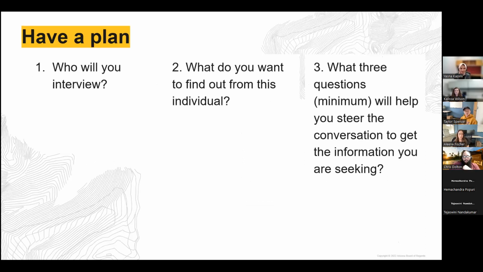Okay, so now we know about the information interview and how it's processed. So now let's have a plan. You can just use this slide to develop a plan for your interview and decide who you will interview and what you want to learn from this person, or from this industry, or any company you are looking for, and have a minimum of 3 questions prepared.